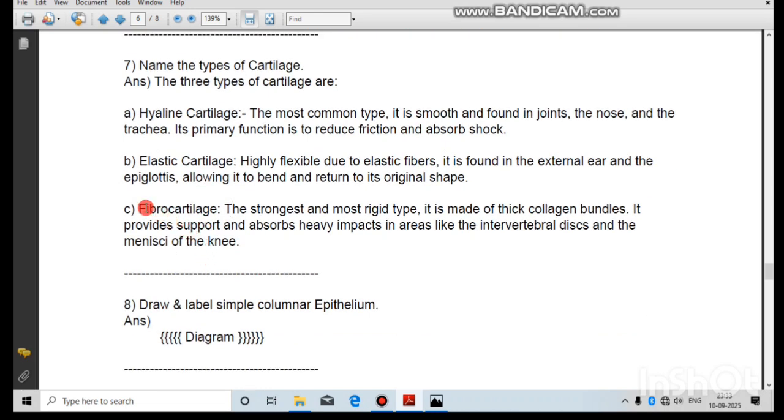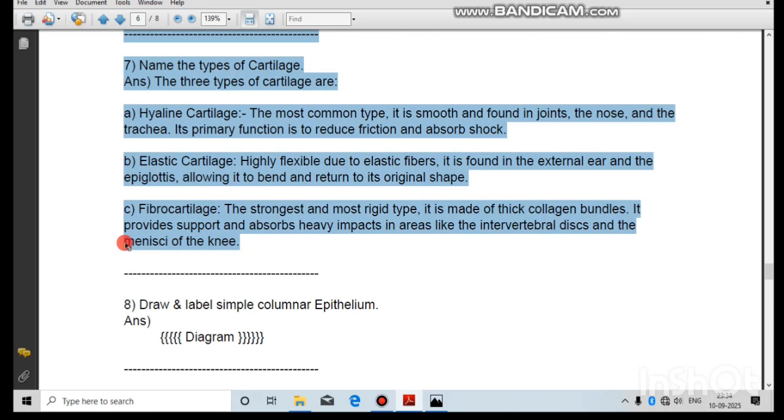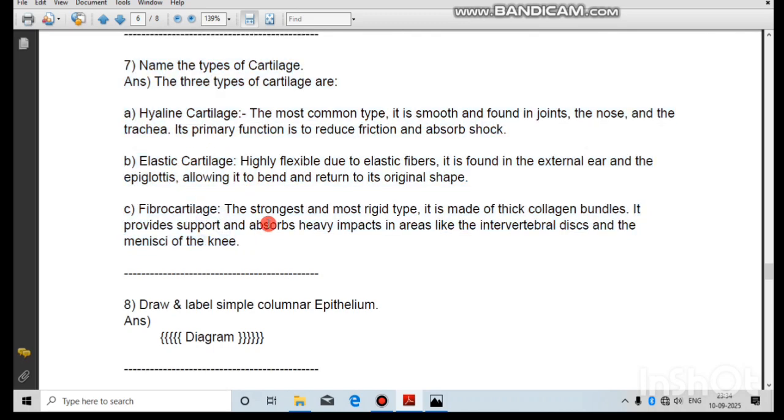Okay, the third type of cartilage is fibrocartilage. Fibrocartilage, the strongest and most rigid type. It is made up of thick collagen bundles. It provides support and absorbs the heavy impact in areas like the vertebral discs and the menisci of our knee. So we can find it in our intervertebral discs and in the menisci of the knee. So these are the types of cartilage we have got here.